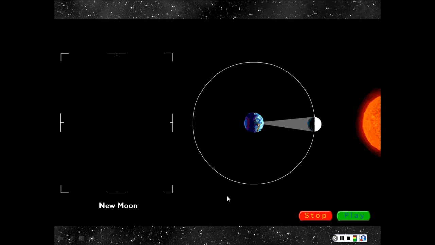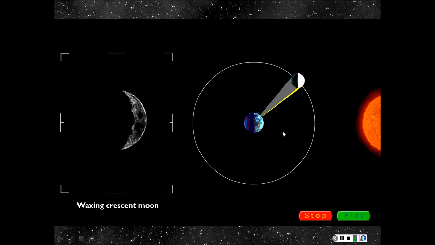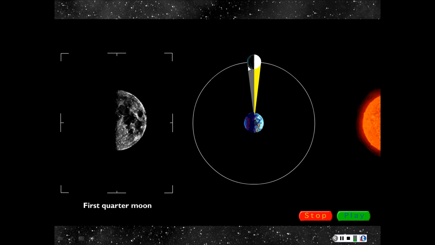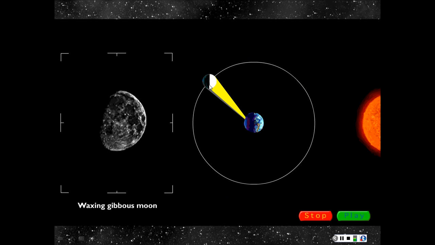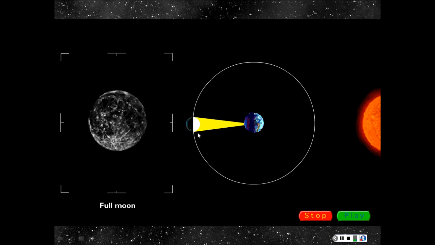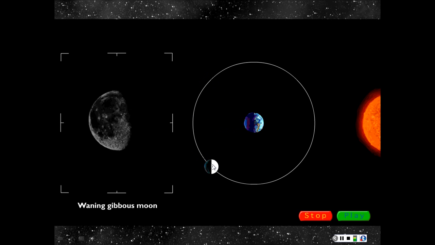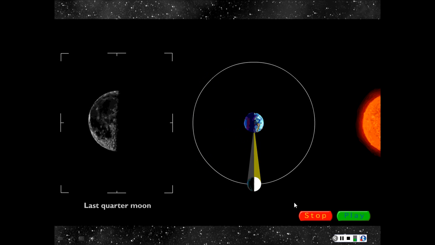So here we go again. We can't see it, and then here we can only see a tiny sliver of it, and then here we can see half of it, and then here we can see almost all of it, and then over here we can see the full lit side, and here it's starting to shrink again. These are the phases of the moon and their names.